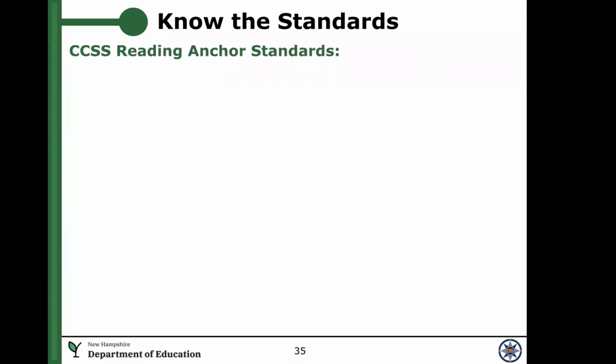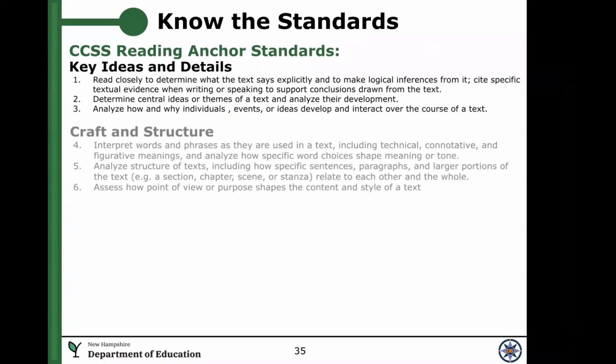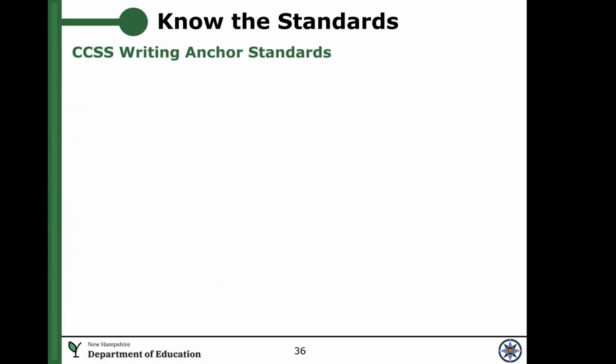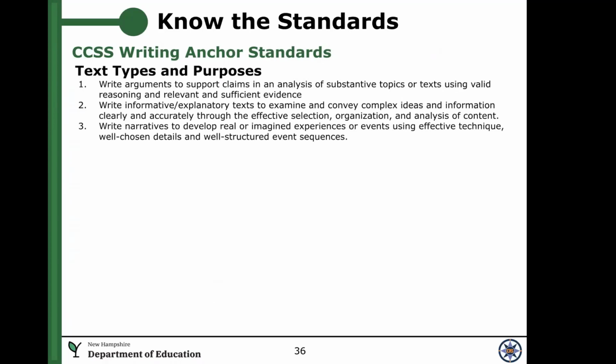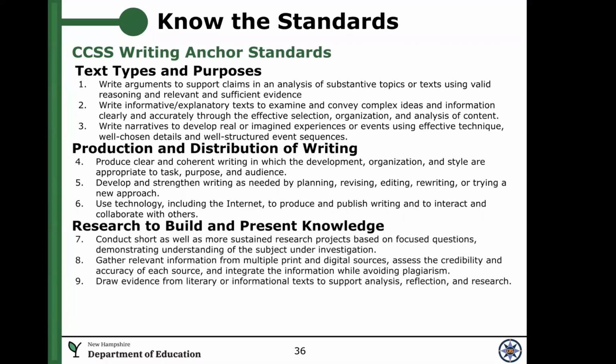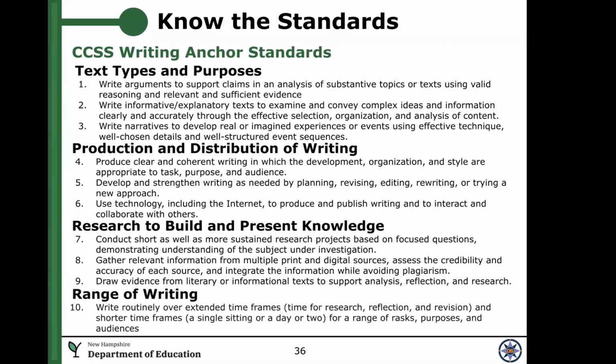So if we're talking about the reading anchor standards, Jenny has put a nice slide together here that talks about what each particular area is for reading. So you've got key ideas and details, you've got craft and structure, integration of knowledge and ideas, and range of reading and text complexity. And then your writing anchor standards, you have text types and purposes, production and distribution of writing, research to build and present knowledge, and range of writing.